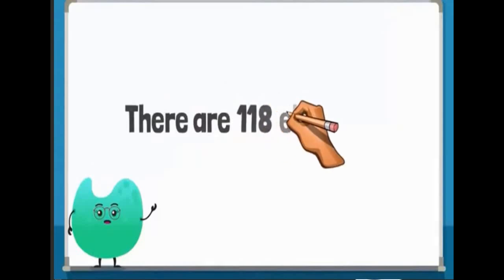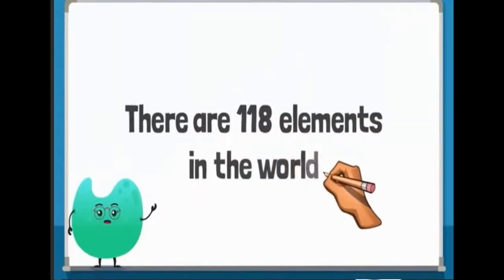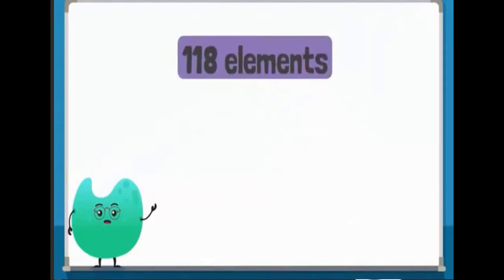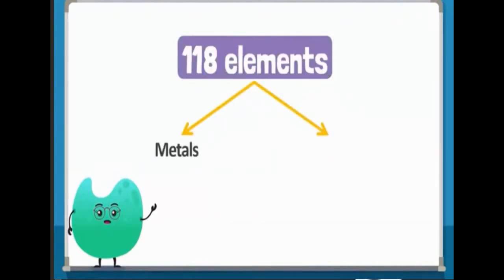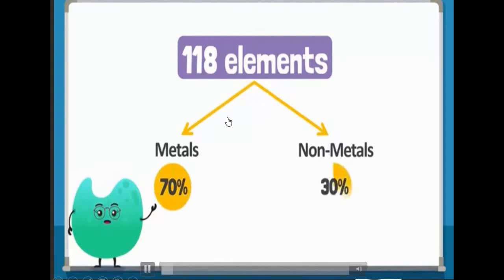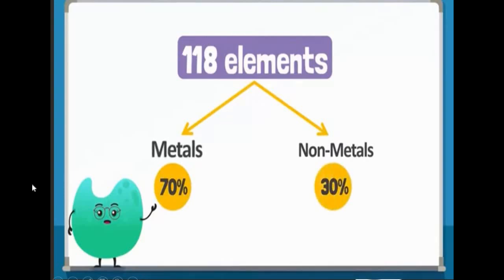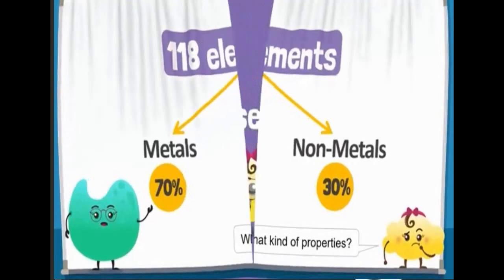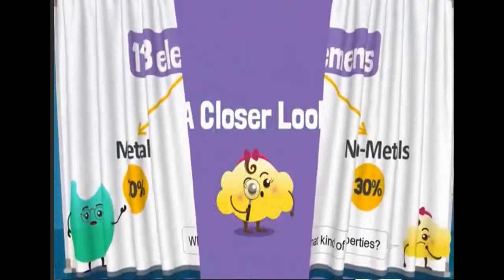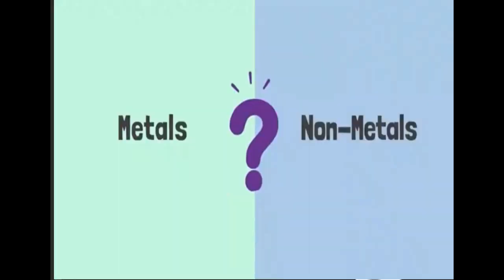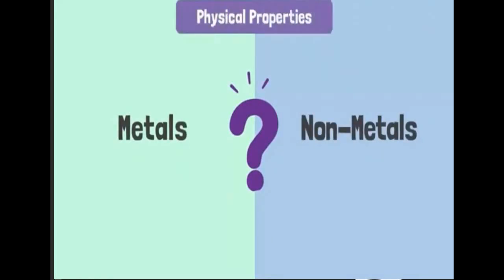We know that there are 118 elements in the world. These elements can be divided into two broad groups, metals and non-metals. About 70% of the elements are metals, while the remaining 30% are non-metals. Metallic elements share some similar properties, while non-metallic elements have their own set of properties. Let's take a closer look. To know which elements are metals and which are non-metals, we look at their physical properties.